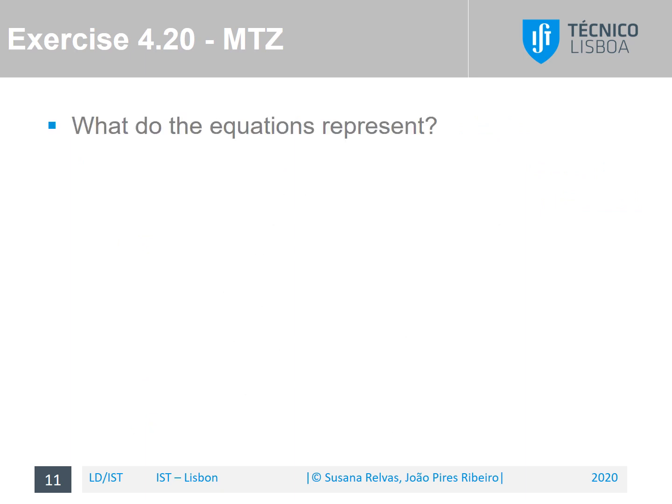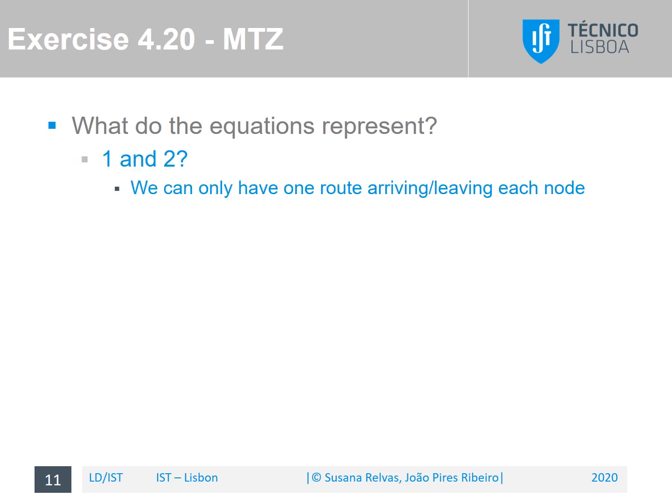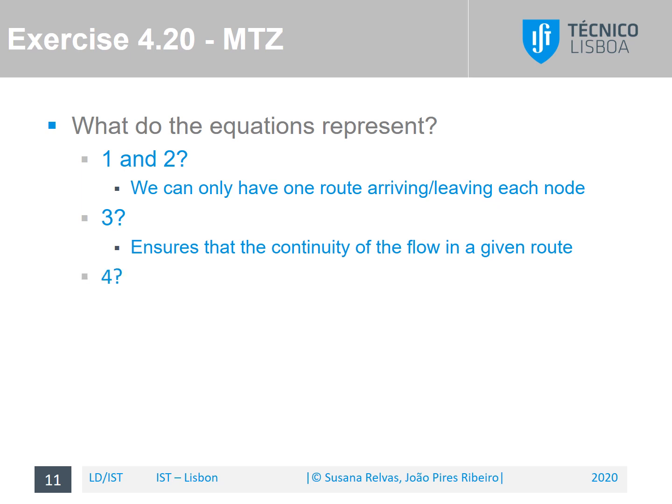So, let's try to group them. Equations 1 and 2, what do you think? Can you guess? They are responsible for only allowing a flow arriving and leaving each node. And equation 3, can you suspect what the objective of this one is? It ensures the continuity of the flows for a given route, so it doesn't change the route in the middle. Equation 4 is rather trivial. It just preserves the truck capacity. Finally, equations 5 and 6 ensure that every route must contain the depot.